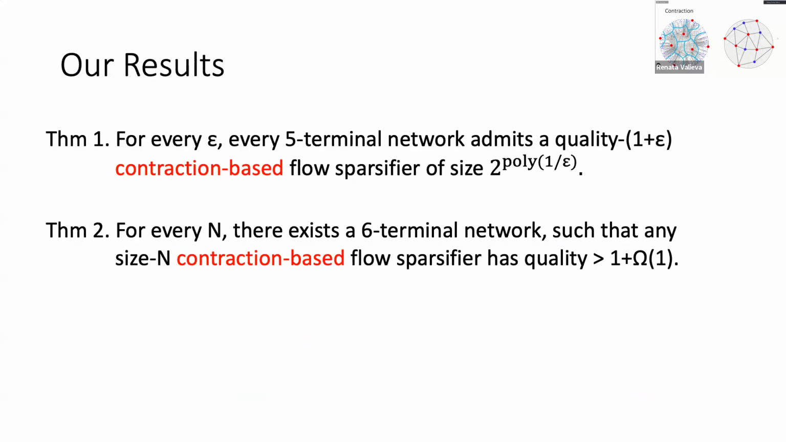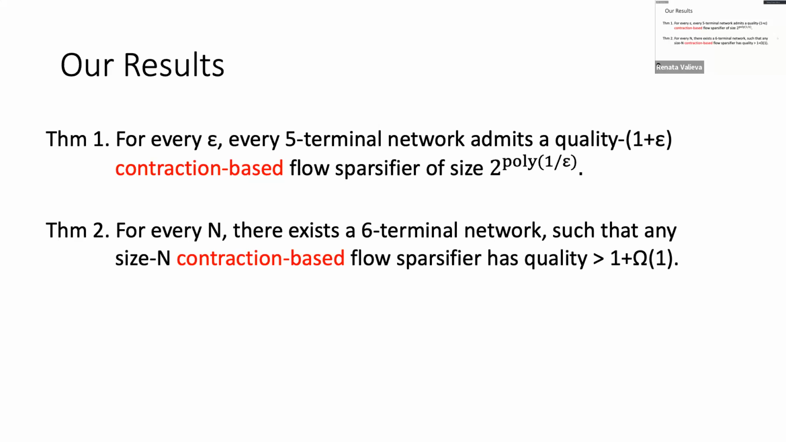So this is contraction. But our result is actually for contraction-based sparsifiers: for 5-terminal networks we can get a finite value, and for 6-terminal networks we can get even lower values. What it means is, for every epsilon, for every 5-terminal network, we can construct a contraction-based flow sparsifier with size depending only on epsilon. 5 is a constant, so only epsilon.